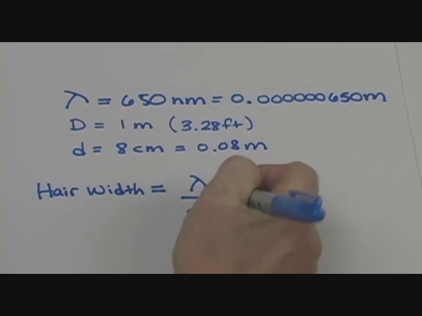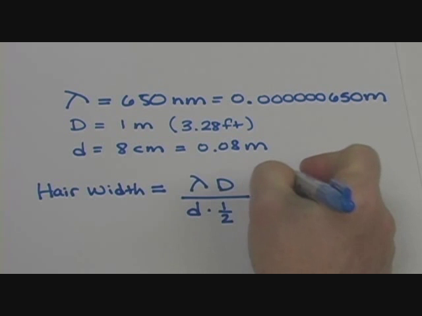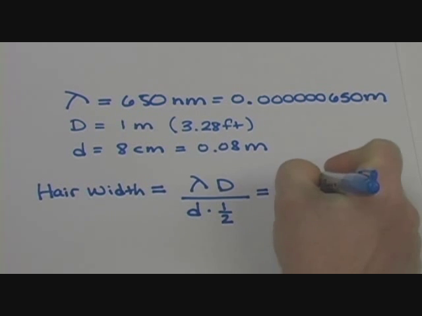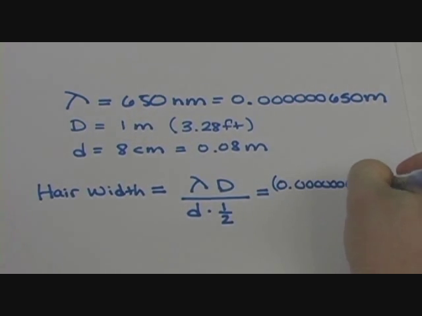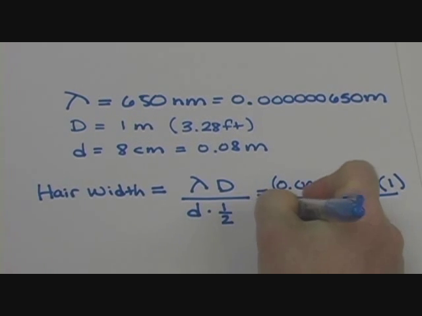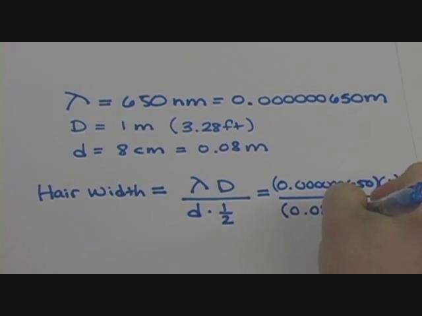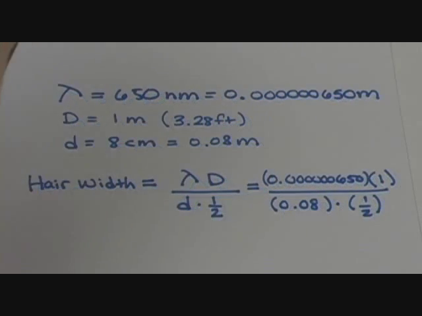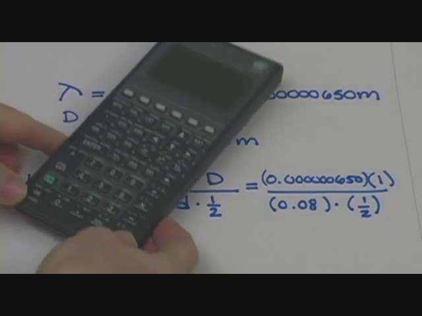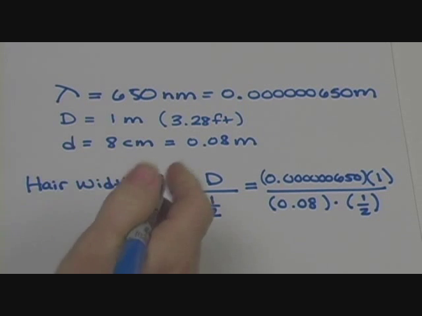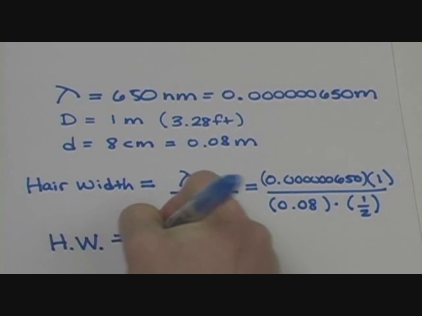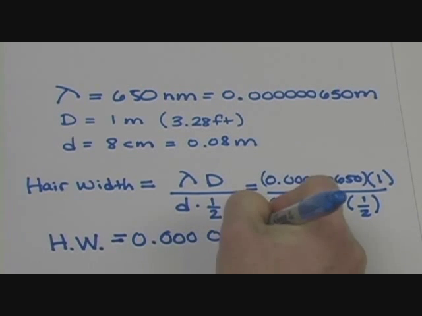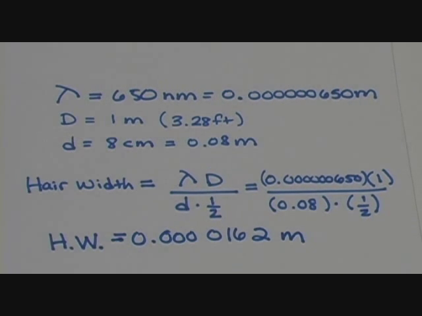Okay? And so when we do this calculation, I'm going to get 0.000000650 times 1 divided by 0.08 times a half. And so when you get your calculator out and you do your calculations, my hair width based on these numbers, HW, is going to be 0.0000162 meters. Okay, that's pretty small, and it doesn't mean a whole lot, so let's change it to micrometers.